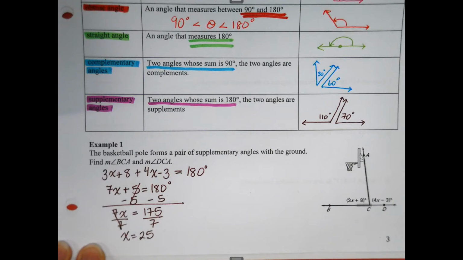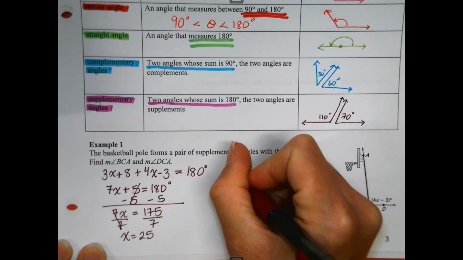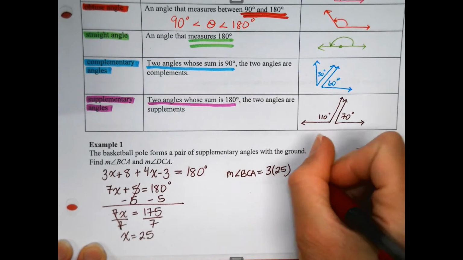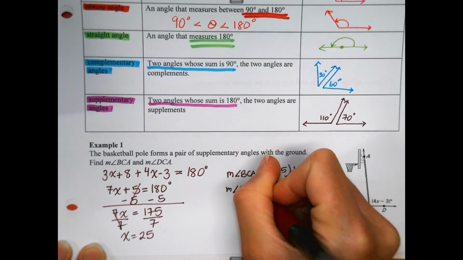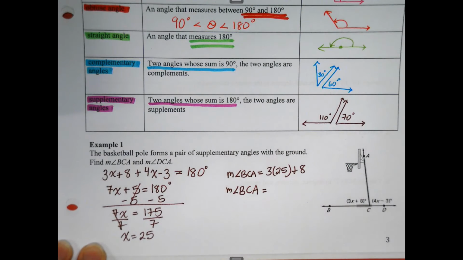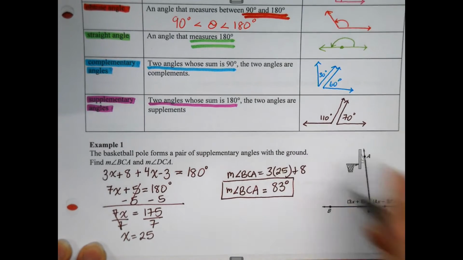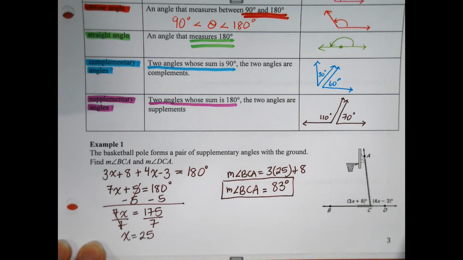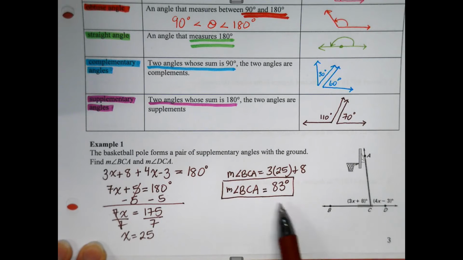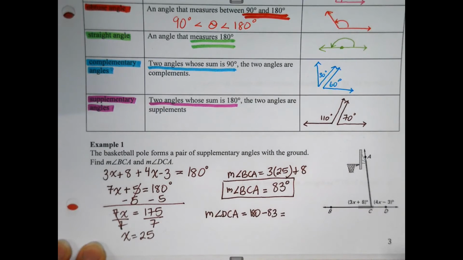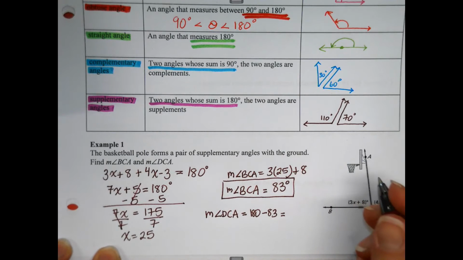Now, all we have to do is substitute x into each of our equations to find what the measure of each angle is. The measure of angle BCA is going to be equal to 3 times 25 plus 8. Therefore, the measure of angle BCA is going to be 75 plus 8, which gives us 83 degrees. And now at this point, you have a choice. You could either substitute 25 into 4x minus 3, or you could choose to subtract 83 from 180. Either way that you go about it, you'll end up with the measure of angle DCA, and it ends up being 97 degrees.